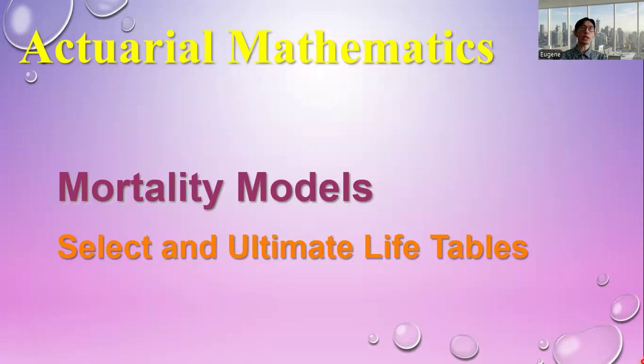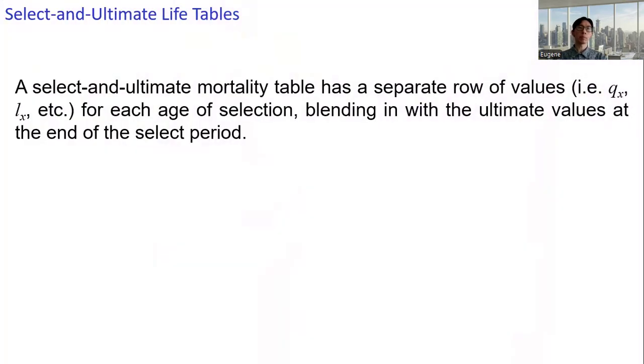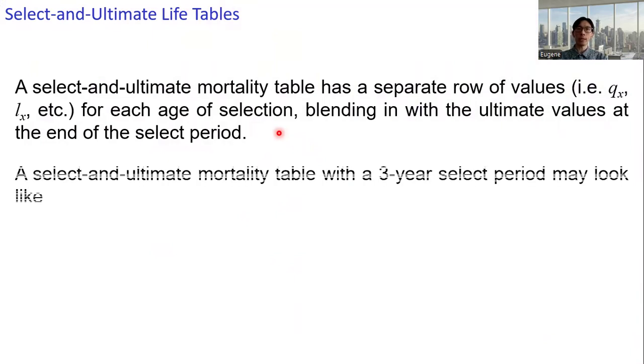Hello everyone. In this video, we will go through some examples given select and ultimate life tables, or mortality tables. A select and ultimate mortality table has a separate row of values, either the entries q_x or l_x, for each age of selection, and then in the end, blend with the ultimate values.